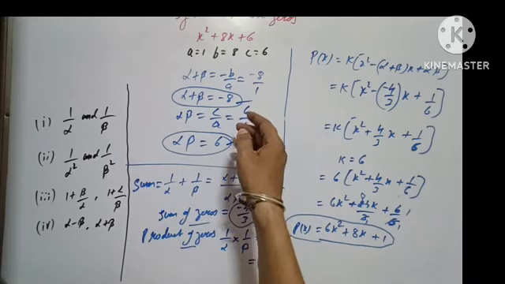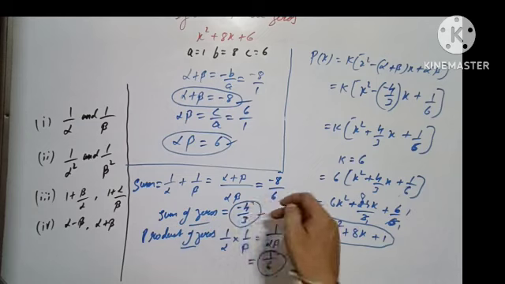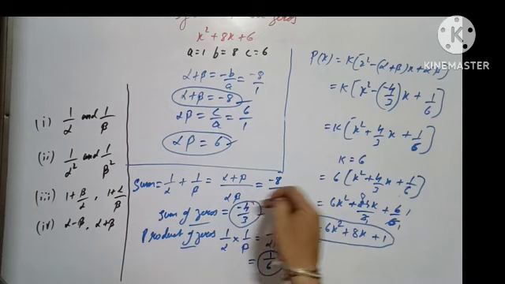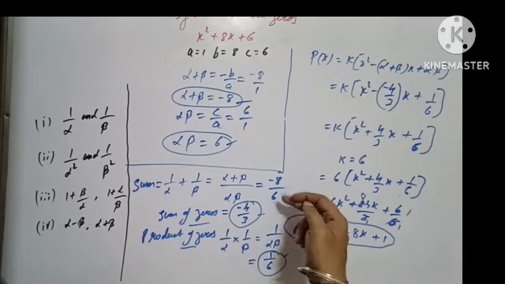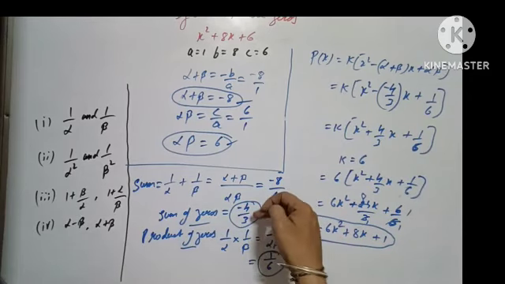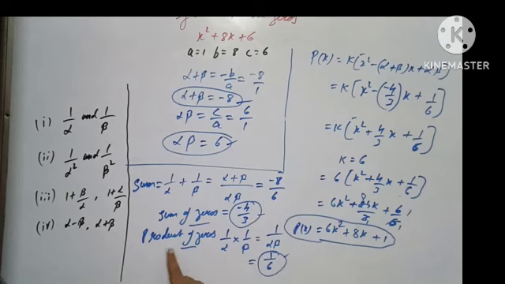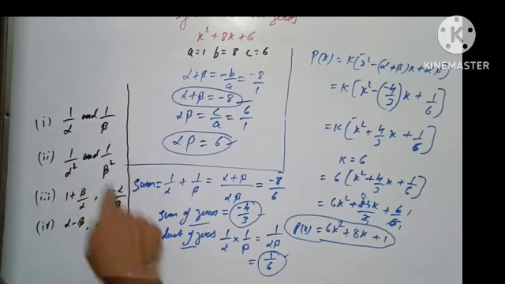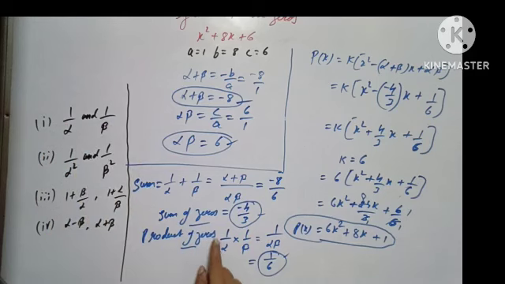We use these values in the sum of zeros, that is alpha plus beta value is minus 8 by 6, alpha beta value is 6. So if we simplify that, 2 4s are 8, 2 3s are 6, we got the sum of zeros as 4 by 3. And we found the product of zeros, that is zeros are 1 by alpha and 1 by beta. So the product of those two is 1 by alpha into 1 by beta. So we got that as 1 by alpha beta. So alpha beta value is 6. So the product of zeros is 1 by 6.